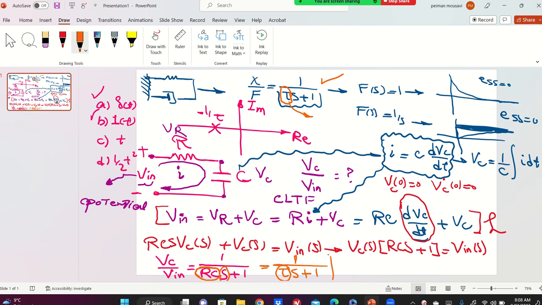So this is the RC closed loop transfer function, like the spring and damper. They have the same closed loop transfer function. The difference is that for the RC circuit, the time constant is RC. For the spring and damper, the time constant was C over K. Here we go. Clear?